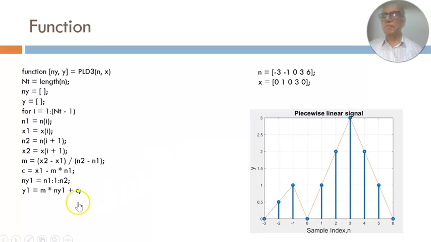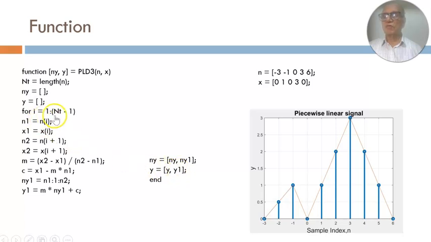Okay. So I get all the points now, all the intermediate points are obtained for the first segment. And now what I can do, I can concatenate. So ny was the initial value which held a null. So now that is concatenated with ny1. So I'll first get ny1. Then y also similarly, y and y1. So y was null here. So now it is y1.